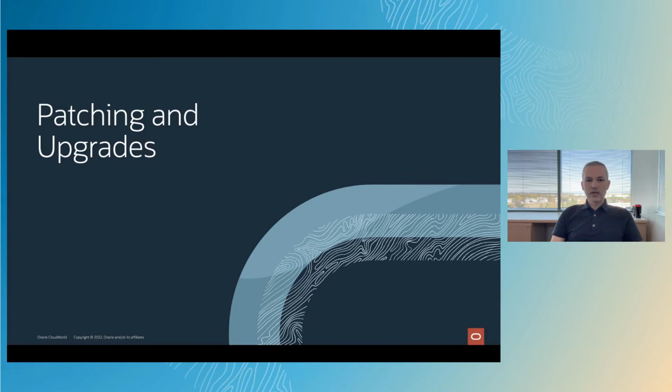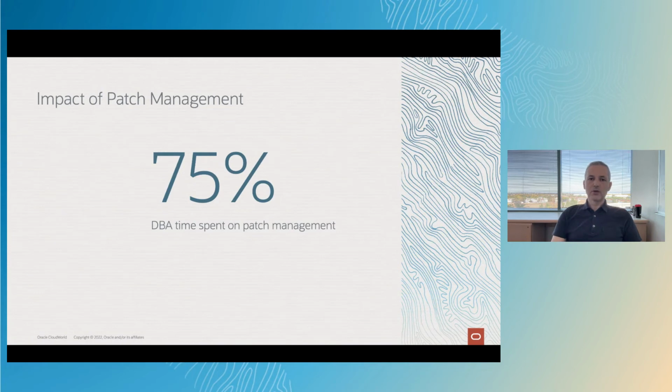Patching and upgrades is another area where we completely automated the management of the database. You don't need to do any patching and upgrades in Autonomous Database. Before I talk to you about how it works, let me show you a number. This number is coming from one of our customers who is managing around 10,000 databases. They're saying 75% of their DBA time is spent on patch management. When they see an issue, they file SRs, they get a one-off patch from Oracle, they have to patch all their databases, or they have to go to quarterly release updates and manage and apply these patches. So a lot of their DBAs' time is spent on patch management.